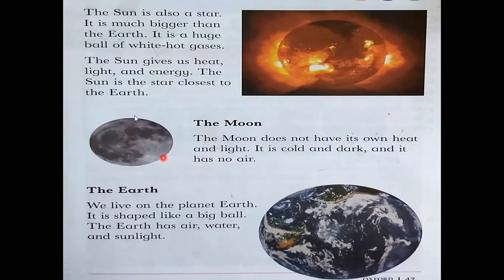The moon. This is a picture of the moon. The moon does not have its own heat and light. It is cold and dark, and it has no air.